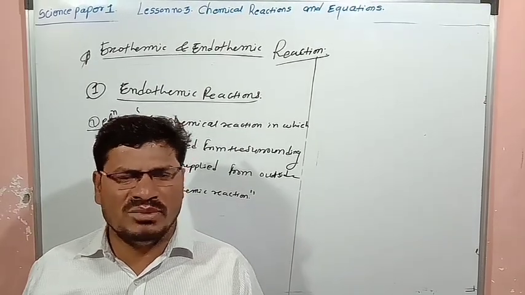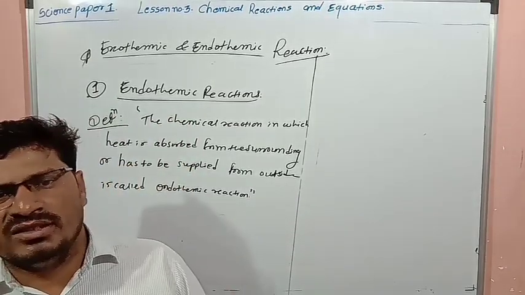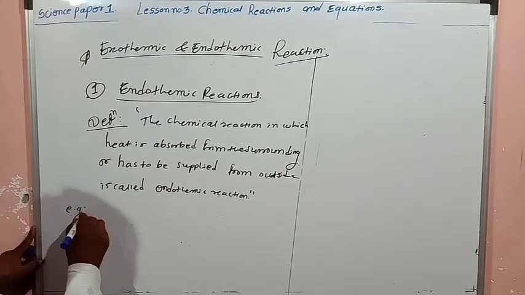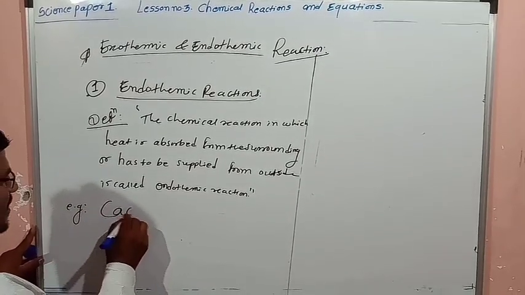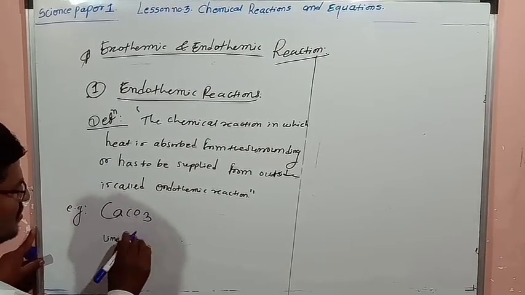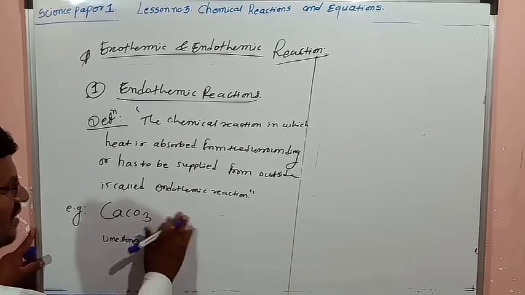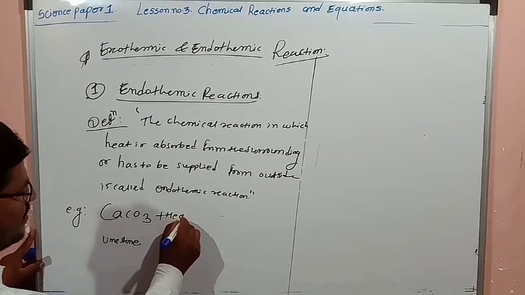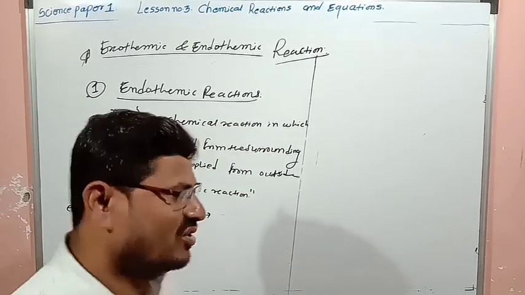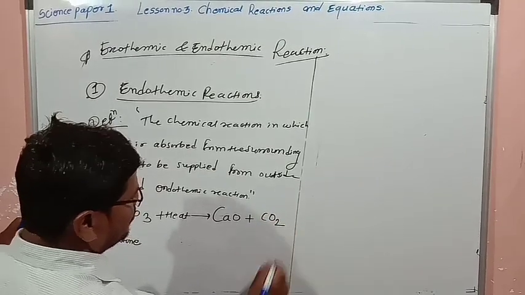So in case of the endothermic reaction, example we are going to learn. We have learned this example before. Suppose you take limestone, CaCO3, name is limestone. When you are heating this limestone, if you are supplying heat, you can write plus heat also, then it will get converted into calcium oxide plus carbon dioxide. It will form CaO plus CO2.